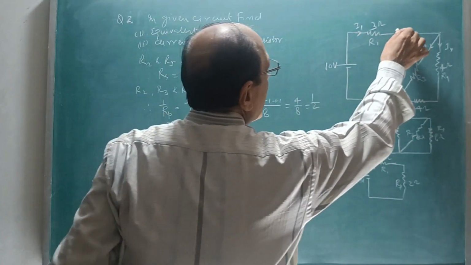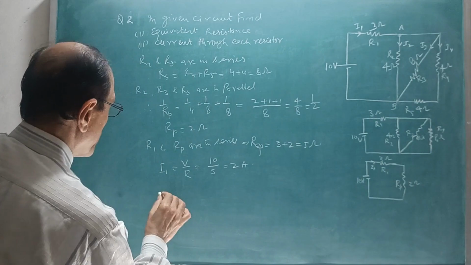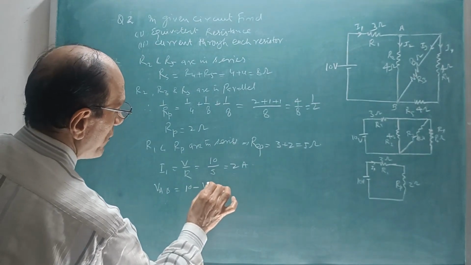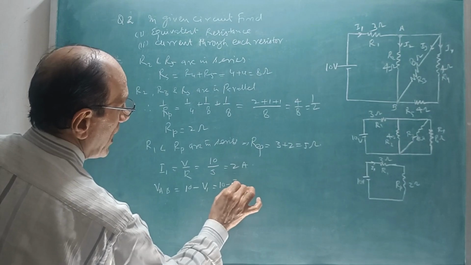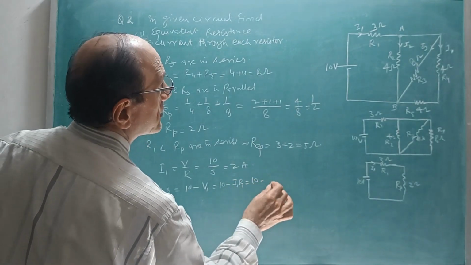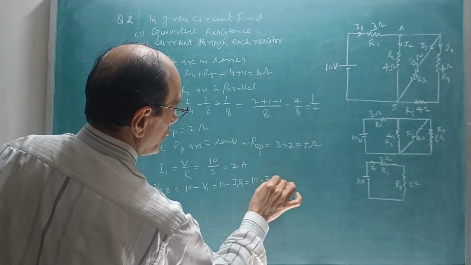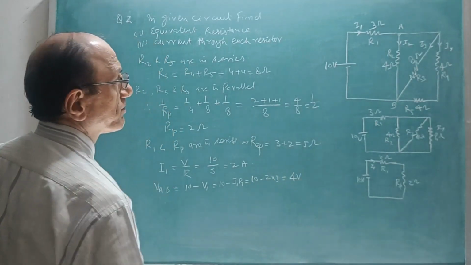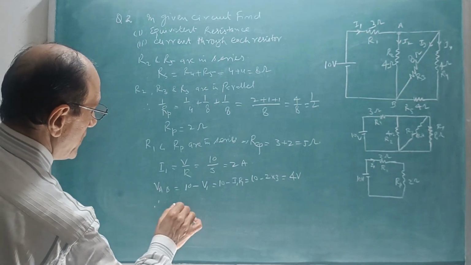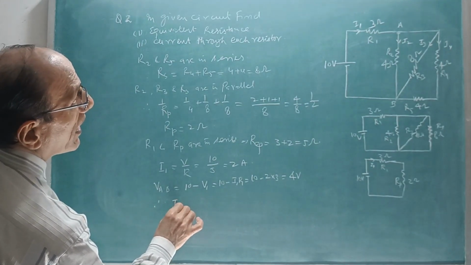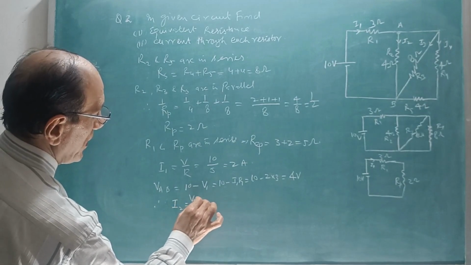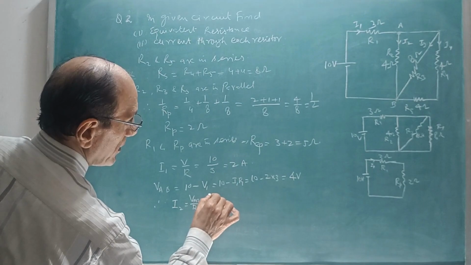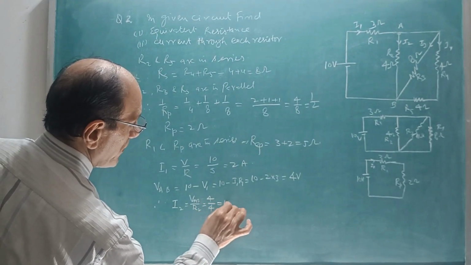So if A and B are the 2 points, VAB will be equal to 10 minus V1, that is 10 minus I1 R1, that is equal to 10 minus 2 into 3, that is 6, 10 minus 6, that is 4 volt. Therefore, current I2 will be equal to VAB upon R2, that is 4 divided by 4, that is 1 ampere.